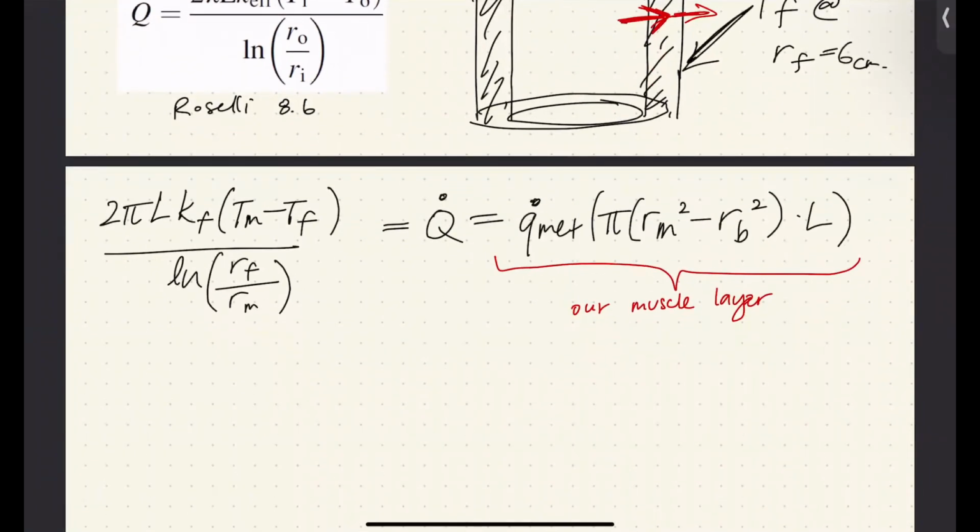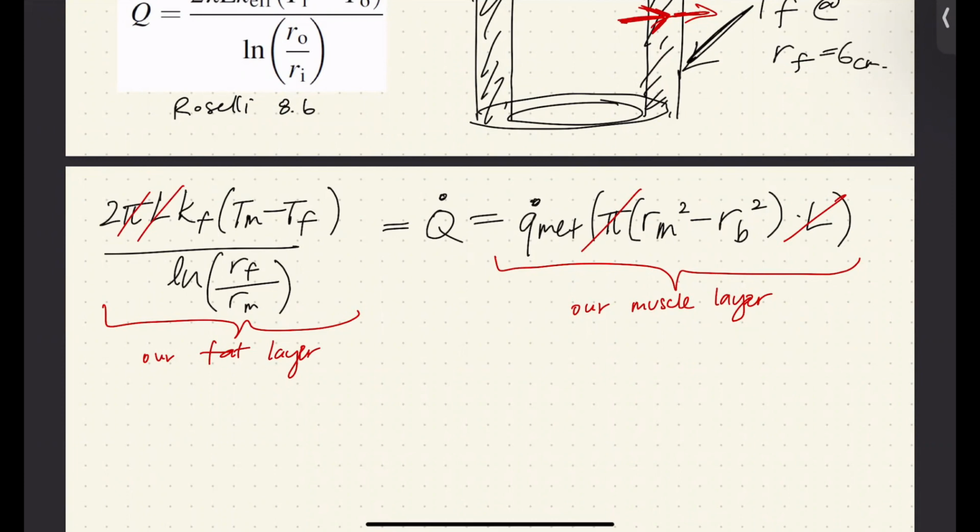So what can we cancel out right away? Well, I can see a pi expression. And let me write this right here. This is our fat layer. So we have pi's that we can cancel out, and we have the length we can cancel out. Other than that, I don't see anything else we can cancel out.